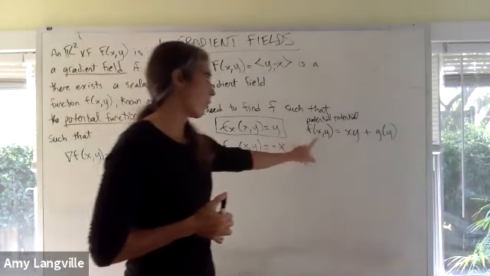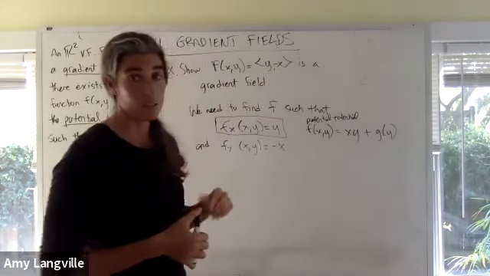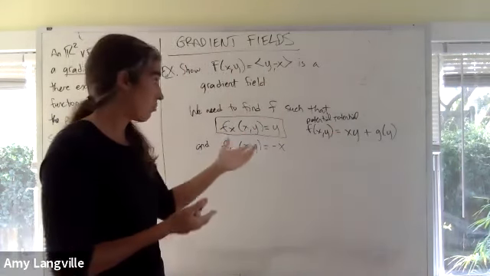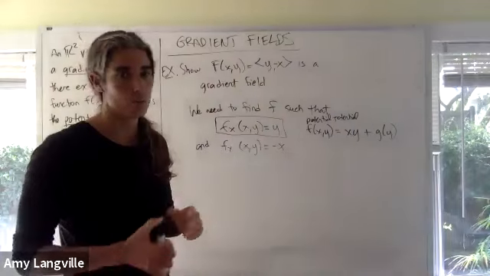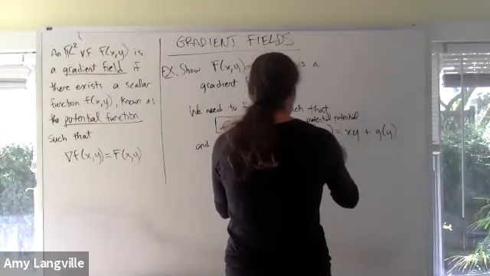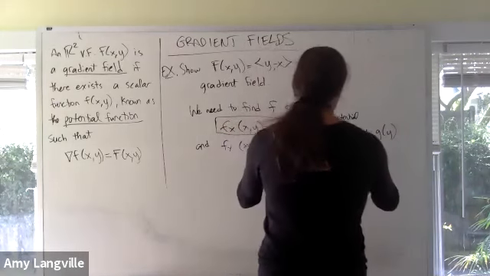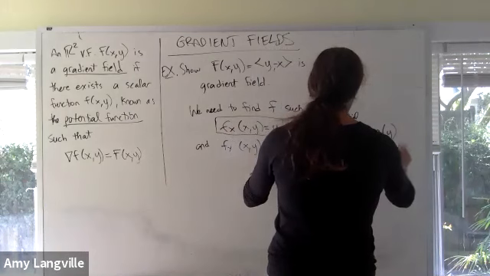But now I need to take the partial of that with respect to y, and I'm hoping I get minus x. If I do, that potential function is an actual potential function. So I take a partial with respect to y of my potential function, and I get x plus g prime of y.